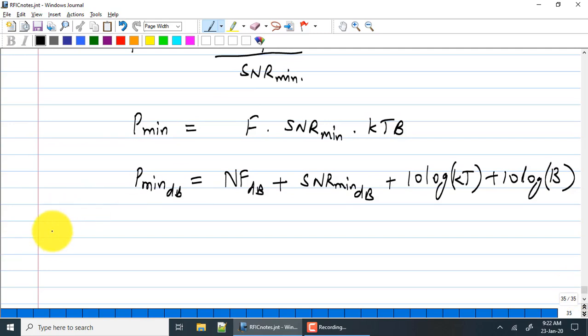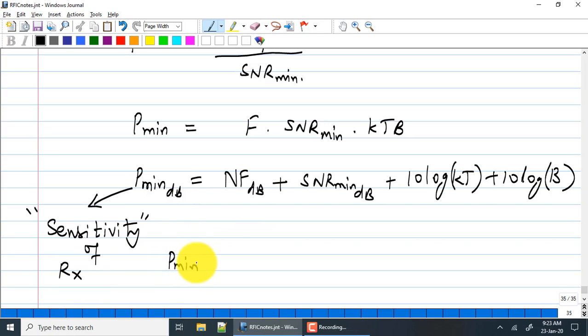So this P min in dB is called the sensitivity of the receiver. Okay, and normally it is written in this form. P min is, we already know what 10 log KT is, we figured it out, minus 174 dBm per Hertz at room temperature. The normal assumption is most of these circuits are operating at room temperature unless otherwise specified.